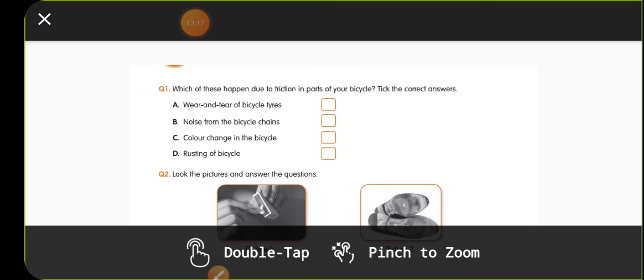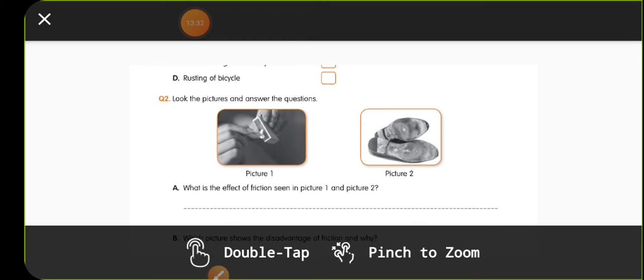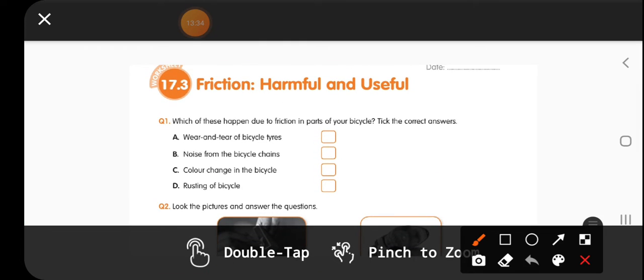Noise from the bicycle chains will start. Color change in the bicycle will occur due to friction, and rusting of the bicycle is taking place. So what will happen due to the friction in the bicycles? Yes, of course, due to friction in the bicycles, we will find the wearing and tearing of bicycle tires.